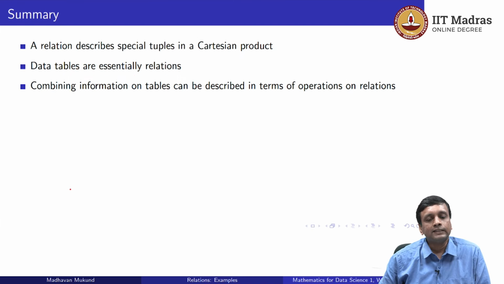So to summarize, a relation describes special tuples in a Cartesian product. And what is really important for us from a computing and data science point of view is that we work with tables all the time, and tables are really relations. So that is why relations play such a central role in many of the things that we are going to look at. So it's important to get the terminology of relations right. And when we combine information on tables, these are actually operations on relations, such as the join operation that we described. This is only one kind of join. We may have different types of operations, which we will see in other courses later on. But please keep in mind that tables are relations. Thank you.